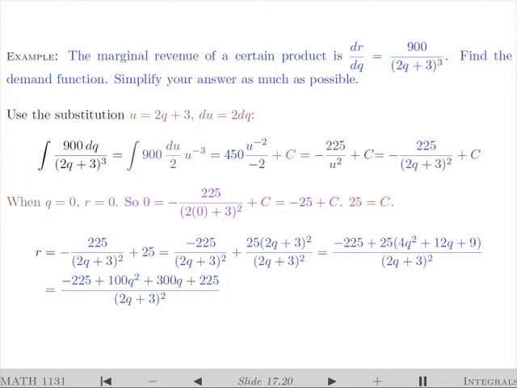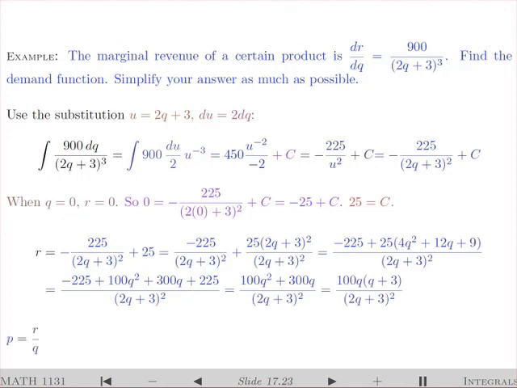Now I can combine the like terms. Minus 225 plus 225 is 0. So the numerator is 100Q squared plus 300Q. I'm going to factor the numerator. I can pull out 100Q, so the numerator is 100Q times the quantity Q plus 3.